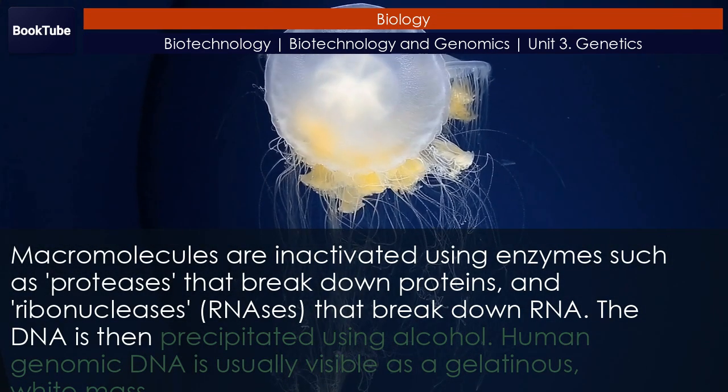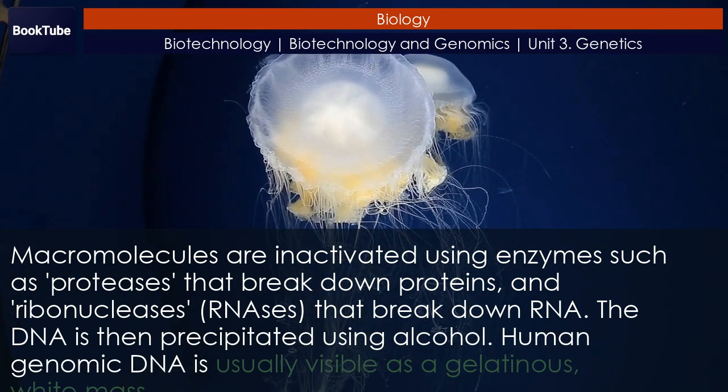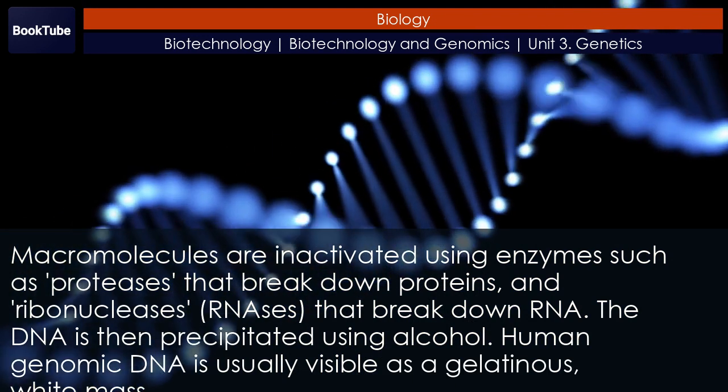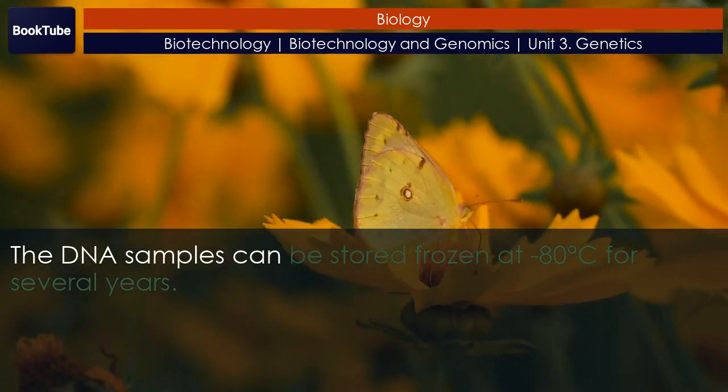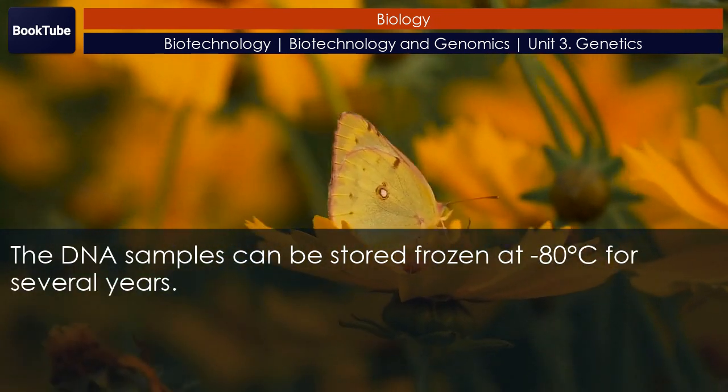The DNA is then precipitated using alcohol. Human genomic DNA is usually visible as a gelatinous white mass. The DNA samples can be stored frozen at -80°C for several years.